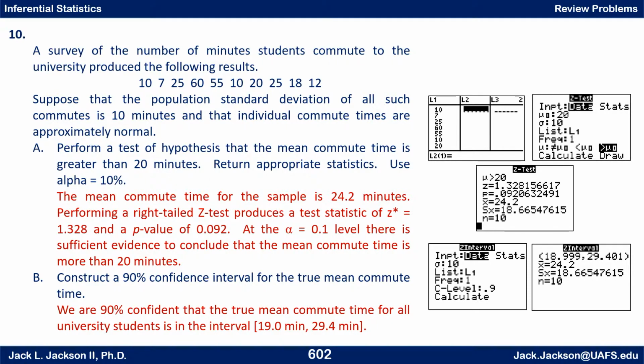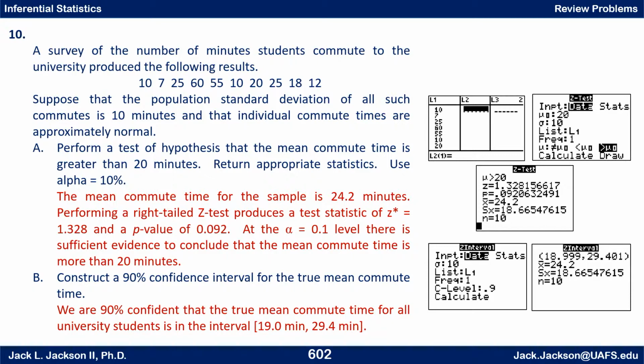Well, the mean commute time for a sample is 24.2 minutes. Performing a right-tailed z-test produces a test statistic of z star equals 1.328 and a p-value of 0.092. At the alpha equals 0.1 level, there is sufficient evidence to conclude that the mean commute time is more than 20 minutes. We're constructing a 90% confidence interval for the true mean.